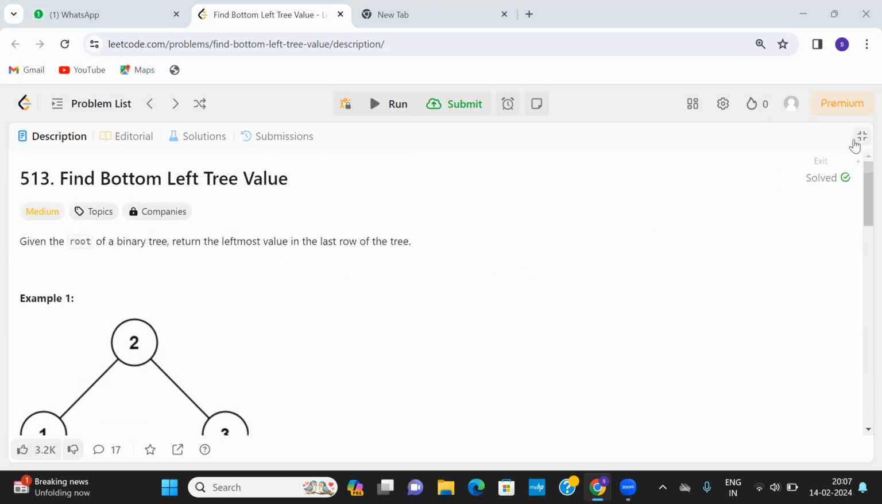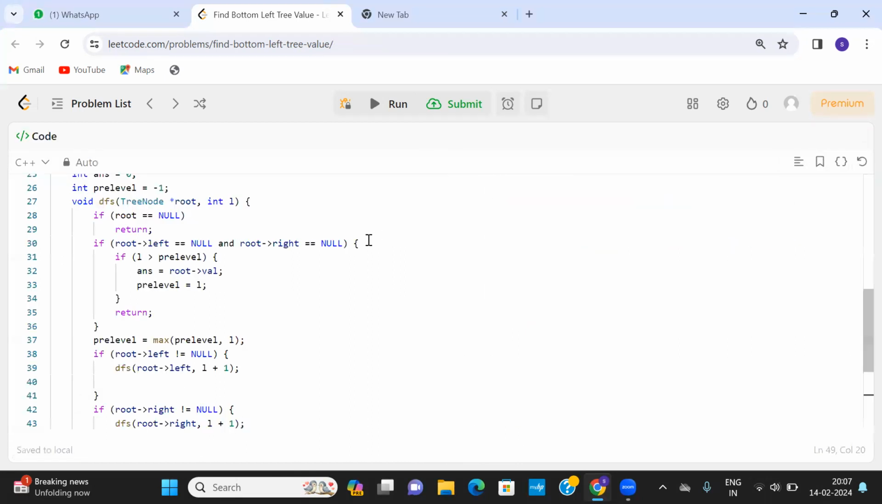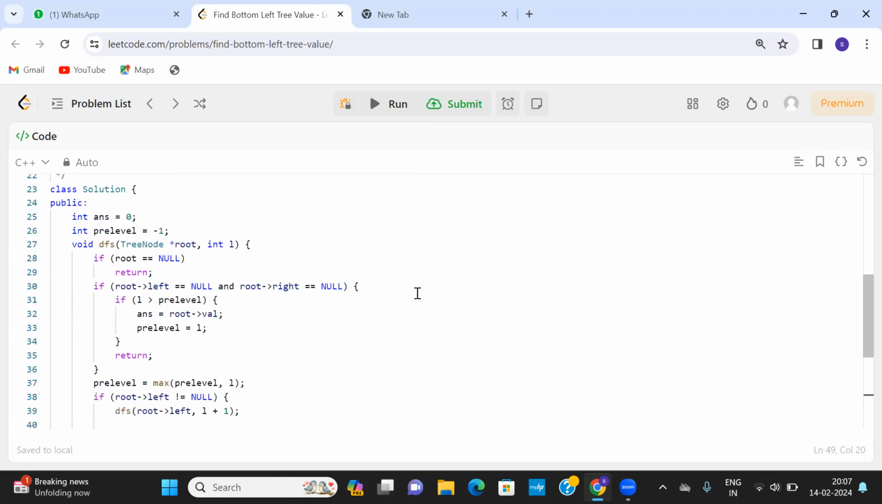So what we are going to do, we are just going to apply the DFS with some modifications. So let us see the modifications with the help of the code. See what we did. We made some global variables, int ans equal to 0, in which we are going to store our answer, and we need to return this particular variable as our answer. And we have also defined one variable, preLevel, to keep track of the levels. And initially we have made it -1.